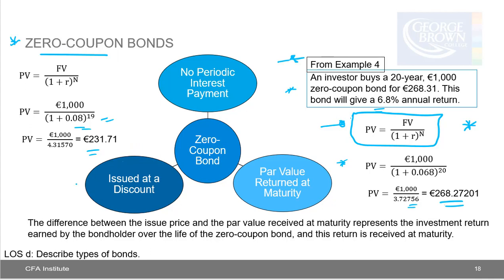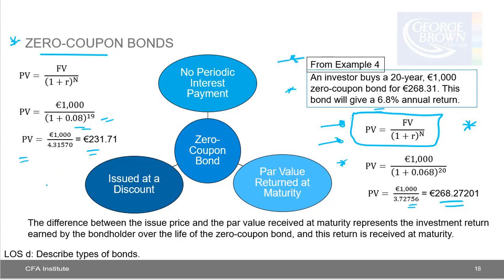Okay. So again, just in summary on zero coupon bonds, the price is just equal to the par value divided by 1 plus the market interest rate to the power of n, the number of years in this case until maturity. Not that difficult to understand, and a nice little application. In quant, we learned present value and future value. Now we're applying it to calculate the price of a zero coupon bond.